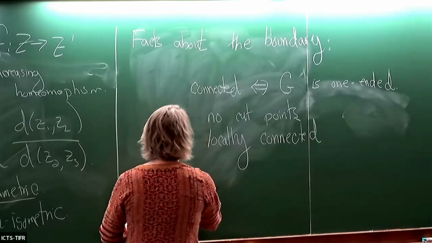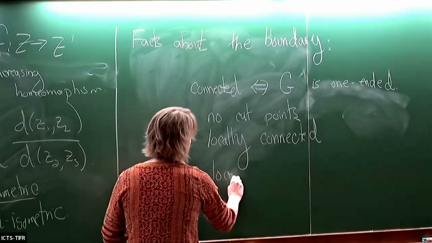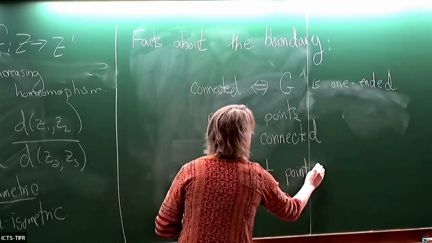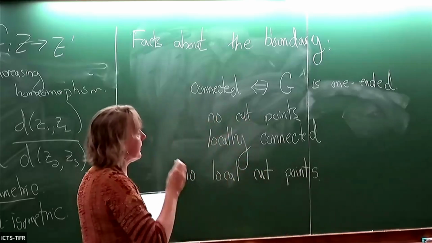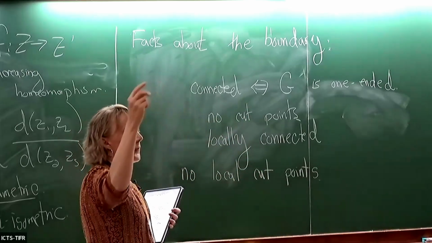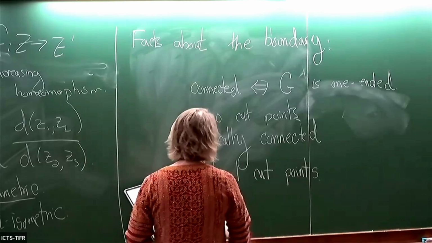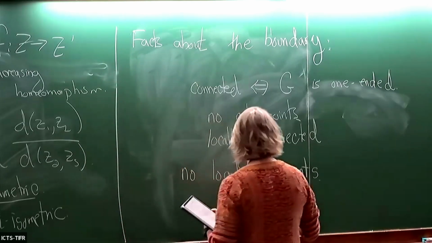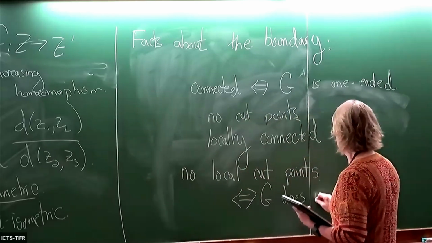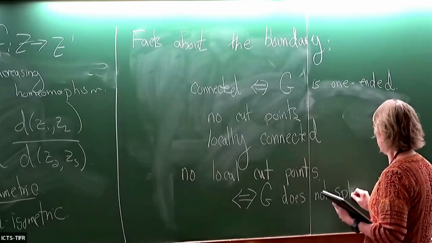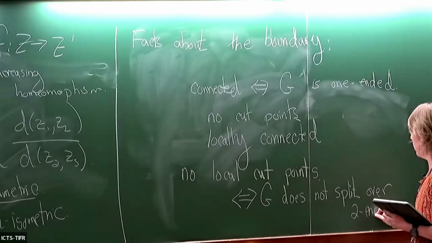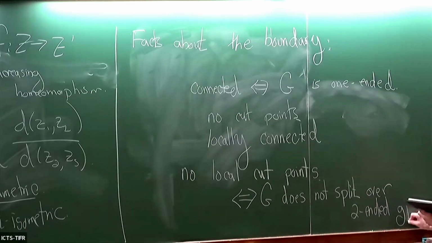And if it has no local cut points, so this can happen. It's a local cut point if I remove the point and I have more than one end. This happens if and only if G does not split over a two-ended group. So they can tell you about the algebraic structure of the group too.